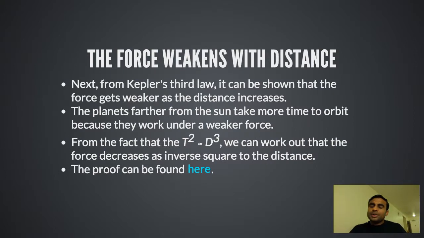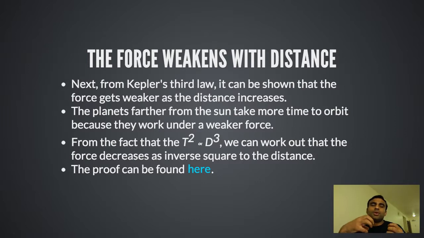The second thing Newton realized is that the force weakens with distance. The fact that the planets that are farther out in the solar system take longer to travel around the sun is simply due to the fact that they experience weaker force from the sun. And mathematically speaking, from the fact that T square is proportional to D cube, Kepler's third law, Newton worked out that the force must decay as inversely proportional to r square, the distance square.